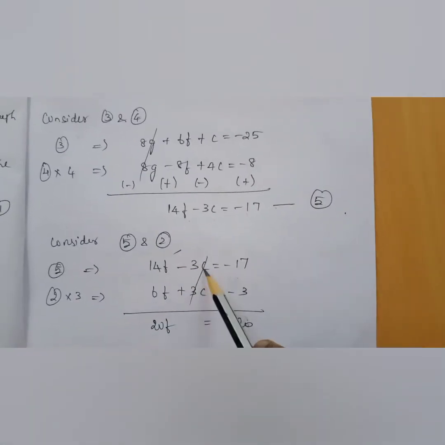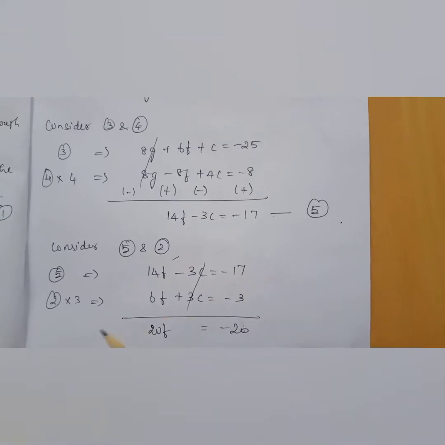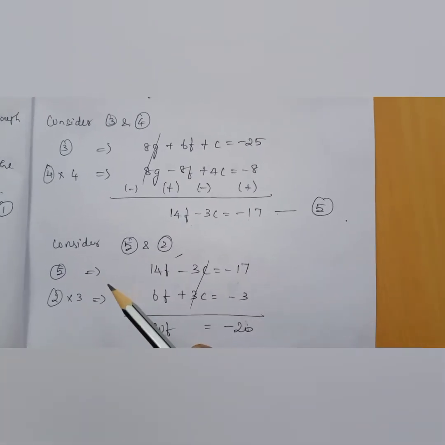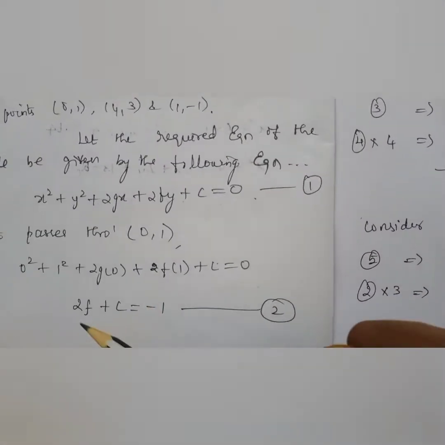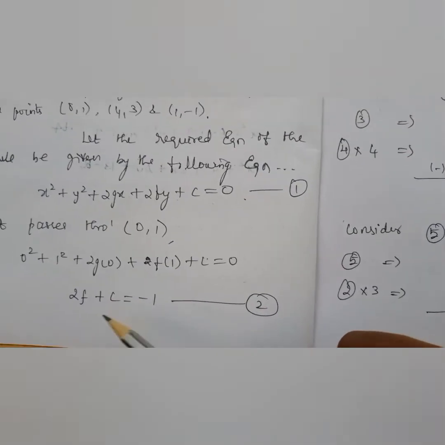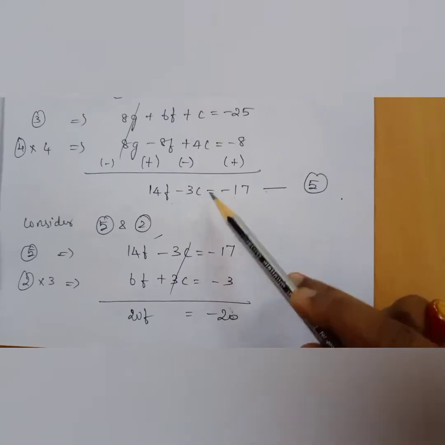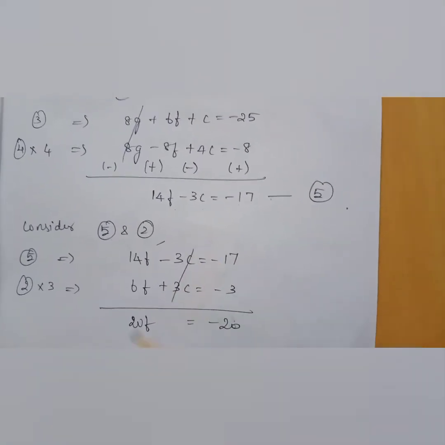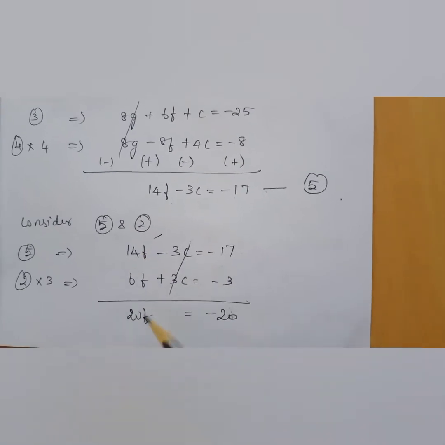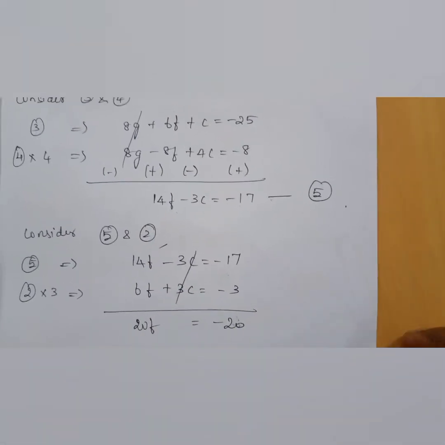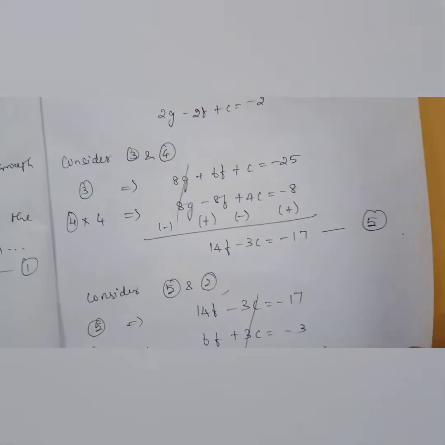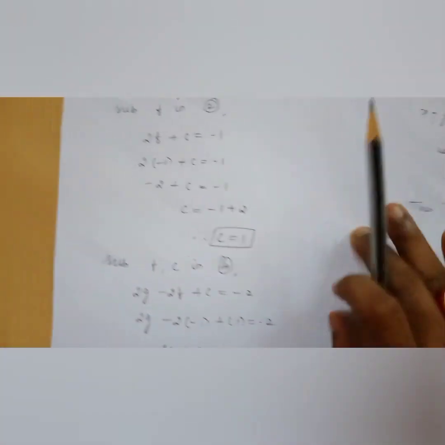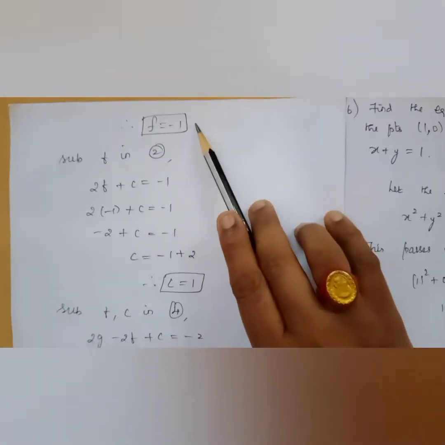So 14f minus 3c is equal to minus 17, and the second equation I will multiply with 3, because the second equation is 2f plus c. If I multiply with 3, this c will become 3c. So when I am changing the sign, I can get rid of the c. So see here, 3c gets cancelled, 14f, 6f, so 20f is equal to minus 20. Then what about the value of f? So the value of f was found to be minus 1.